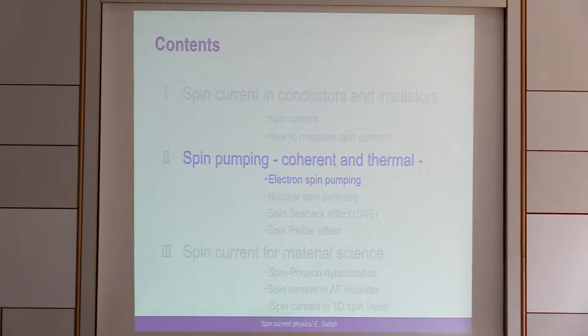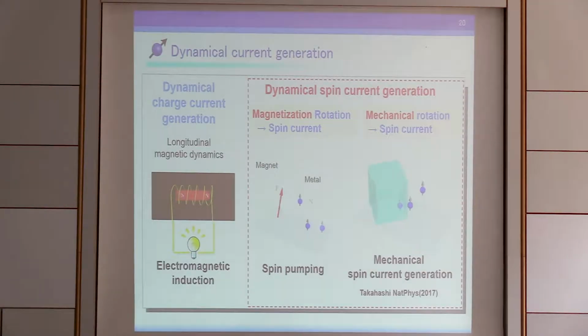Then how do we create a spin current? We have shown that a spin current can be created from some kinds of rotations. So spin current can be created from magnetization rotation. In Faraday's electromagnetic induction, charge current is created by the longitudinal motion of the magnetization. But in the spin sector, spin current is created from rotation of magnetization. This is called spin pumping. We also found that a spin current is created from mechanical rotation, but I'd like to skip this because it has nothing to do with the EEC. So I'd like to focus on spin pumping here.